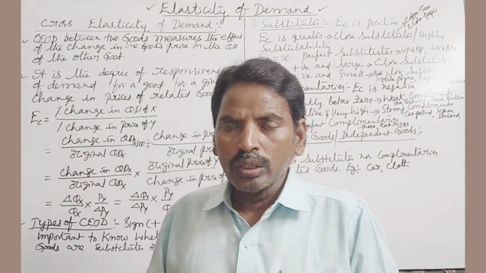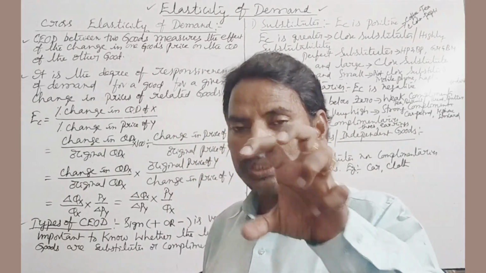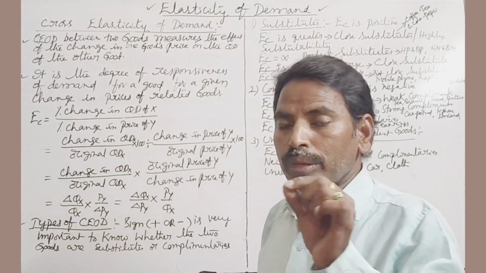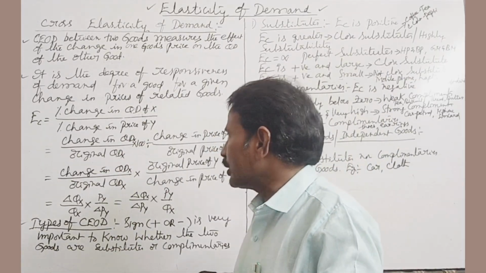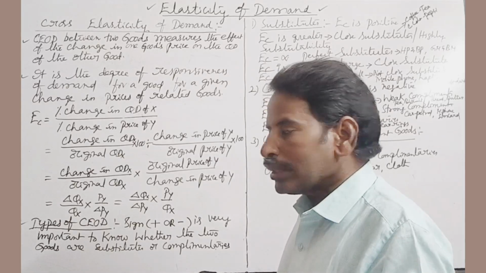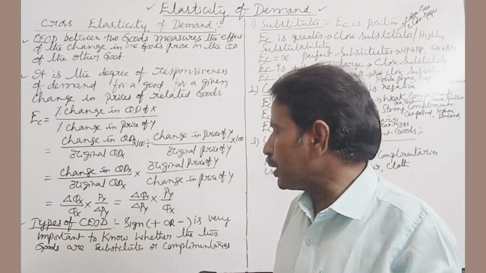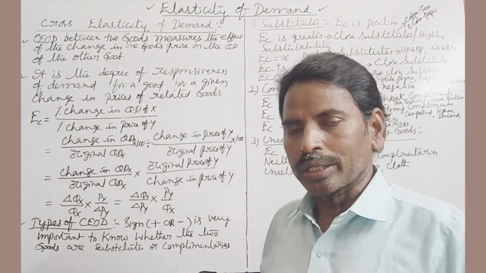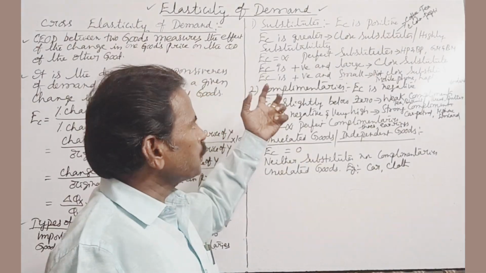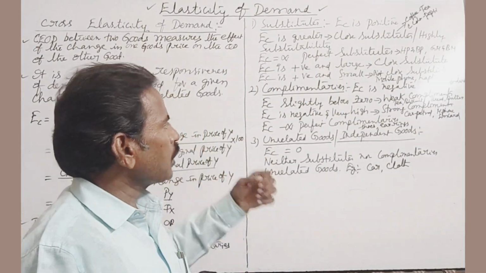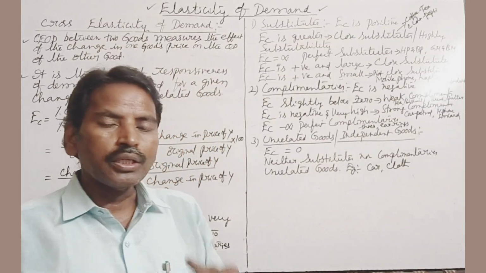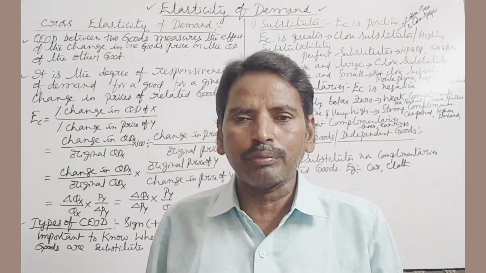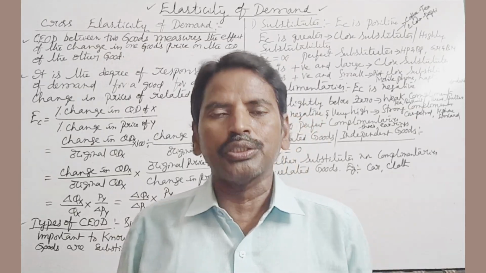So in the case of cross price elasticity of demand, EC is equal to percentage change in the quantity demanded of X divided by percentage change in the price of Y. That means EC is equal to delta QX by delta PY into PY by QX. This is the formula to calculate. In the case of substitutes, EC is positive. In the case of complementaries, EC is negative. In the case of unrelated goods, EC is equal to 0. This is the information regarding cross price elasticity of demand.